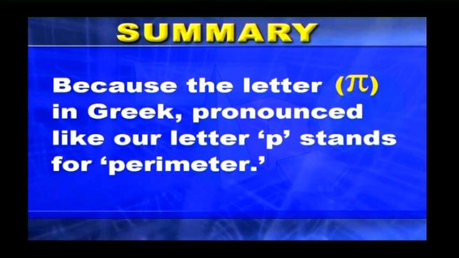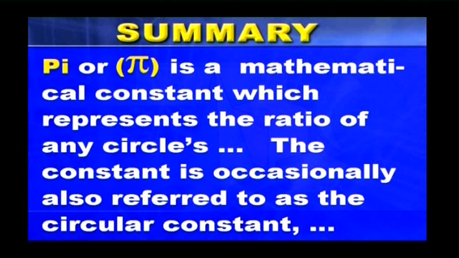Next, pi, or the symbol there, is a mathematical constant which represents the ratio of any circle's circumference to its diameter, and the constant is occasionally also referred to as the circular constant. So pi is also known as the circular constant of the circle.